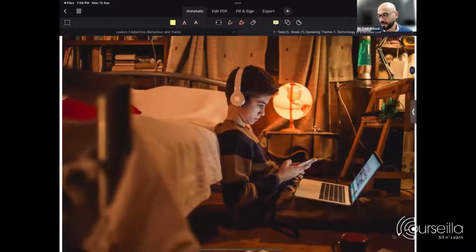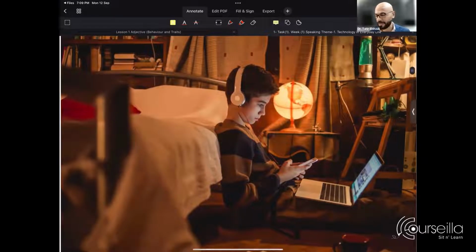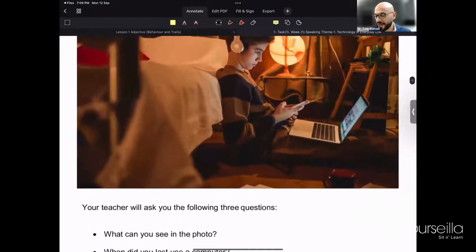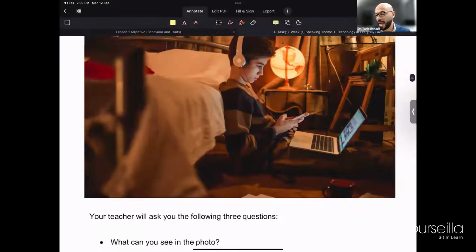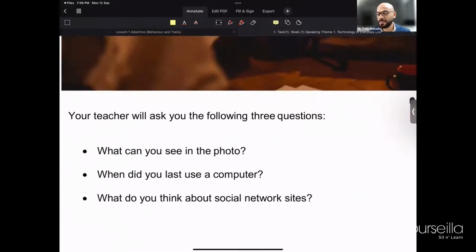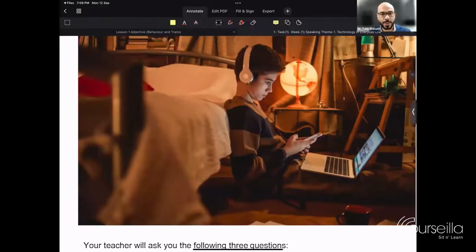This card is a card of a boy in his living room or in his own bedroom, I guess, maybe studying or maybe playing, listening to music. All what you need to do is to describe what you see in the photo card. And following that, you will be asked some questions related to the picture you see.